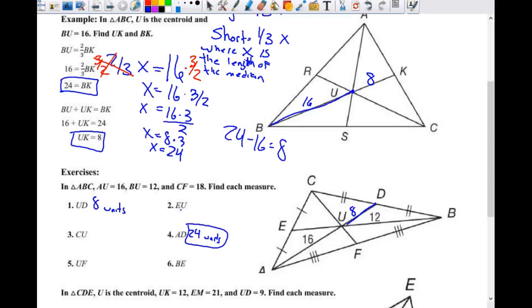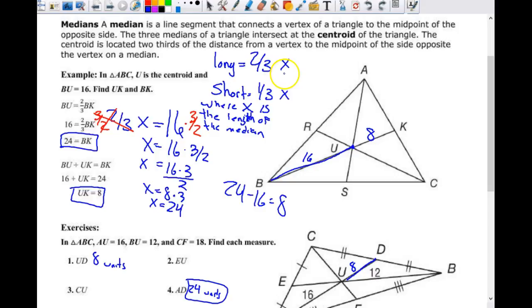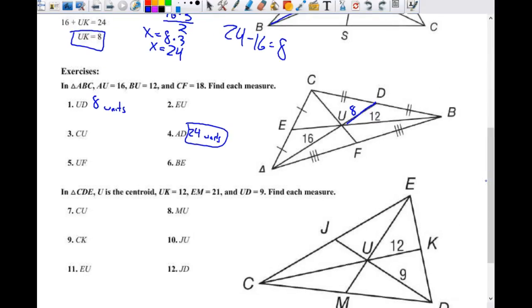Okay, EU is right here. What is this going to be? We're looking at this line here. What piece of information do we know about that line? The long portion is 12. So we know the equation for the long portion is right up here, which is 2/3 times the total length is equal to 12. What are we going to multiply both sides by? 3/2.